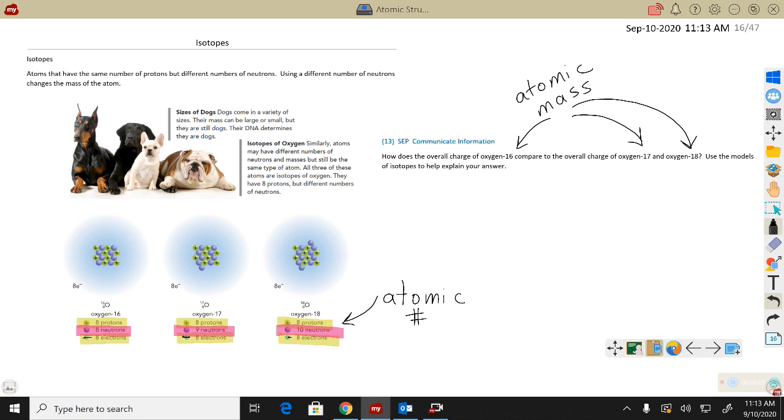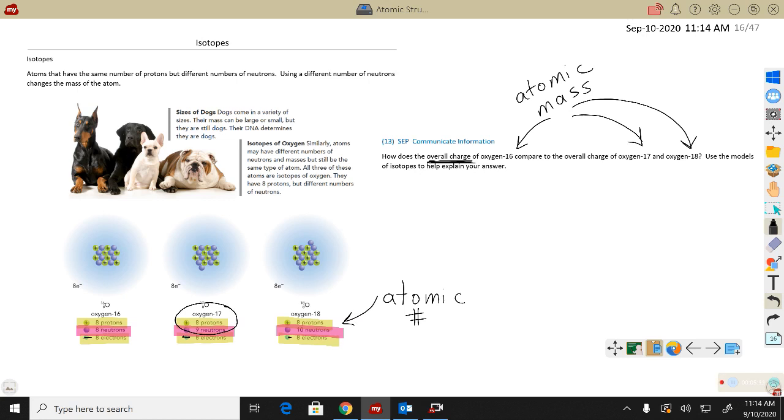For example, if it's oxygen-16 and oxygen has 8 protons, then I know that there were also 8 neutrons. It's the protons plus the neutrons that add up to the mass. So oxygen-17 still has 8 protons, but there's an extra neutron, so the mass is 17. But look at these three diagrams. The question here is asking about the overall charge on the atom. Is there a difference?